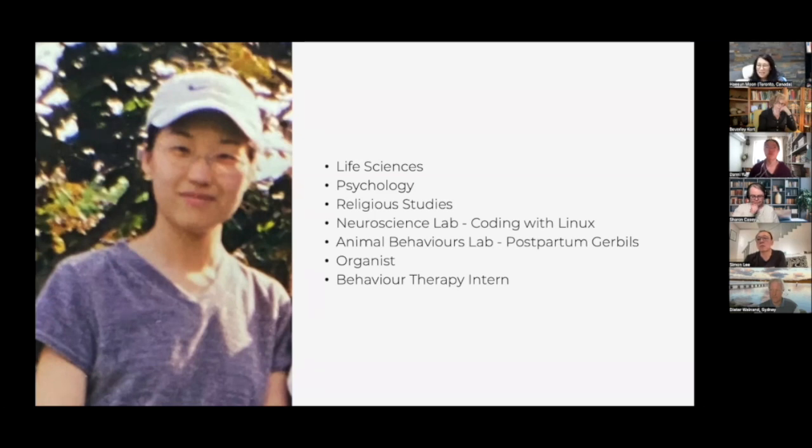So I was working in an animal behavior lab, and my job was to watch countless videos. Overnight, I was just sitting there watching videos of postpartum gerbil behavior. It was a precursor to the behavior therapy that I studied afterwards. I had to check every time they hump. So, humping behavior of postpartum gerbils. That was my job. Anyway, there you go.